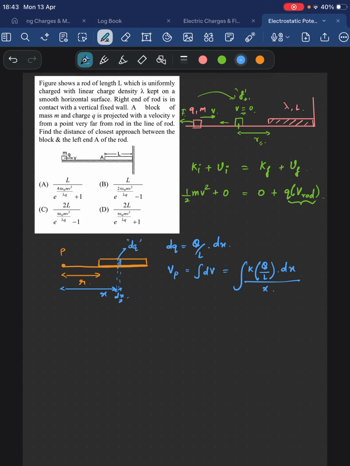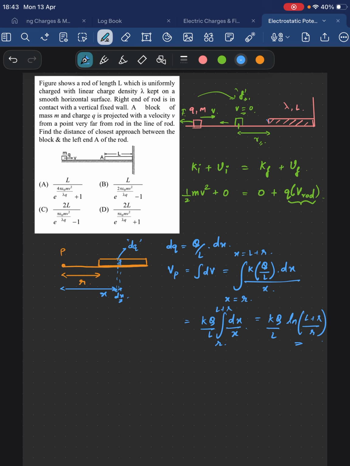And what will be the limits of integration over here? The limits of integration will be from x equal to r to x equal to l plus r. Right, so this is an easy enough integration. k, q by l are constants. The integral of dx by x will be equal to log x, and the limits are from r to l plus r. So this becomes equal to kq by l log of (l plus r) by r.